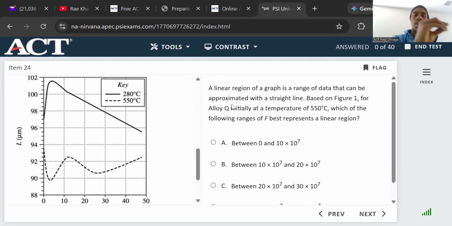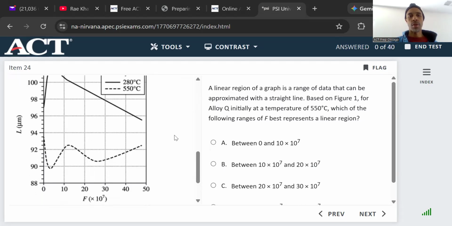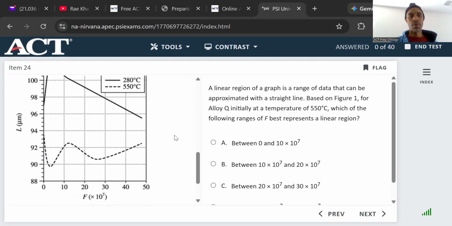Two pieces. I go to a piece and I go look for it. Back and forth: question, figure, question, figure. Which of the following ranges of F best represents a linear region? With a straight line, linear straight line, right? So where could we have a straight line for 550 degrees, the dotted line?